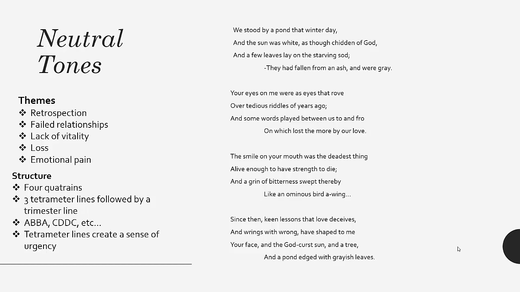We stood by a pond that winter day, and the sun was white as though chidden of God, and a few leaves lay on the starving sod. They had fallen from an ash and were gray. Your eyes on me were as eyes that rove over tedious riddles of years ago, and some words played between us to and fro, on which lost the more by our love. The smile on your mouth was the deadest thing, alive enough to have strength to die, and a grin of bitterness swept thereby, like an ominous bird a wing. Since then, keen lessons that love deceives and rings with wrong have shaped to me your face and the God-cursed sun and a tree and a pond edged with grayish leaves.